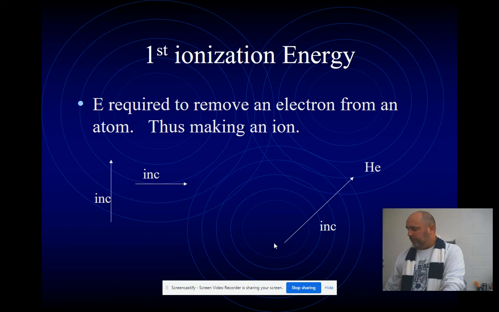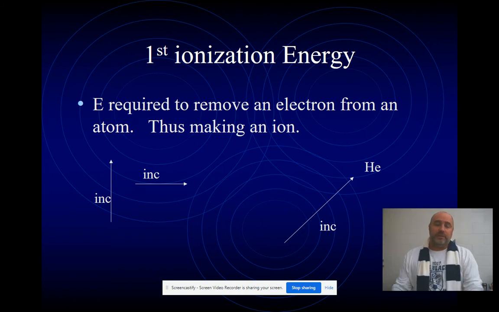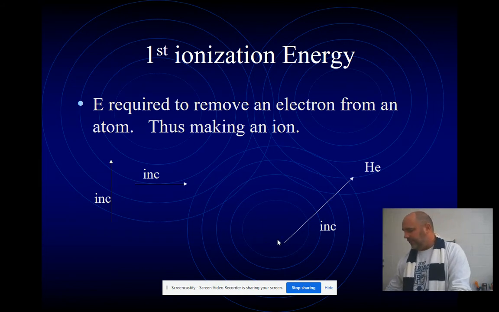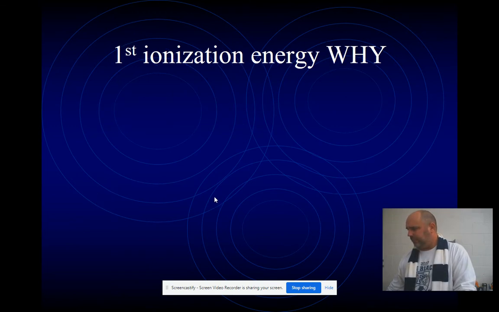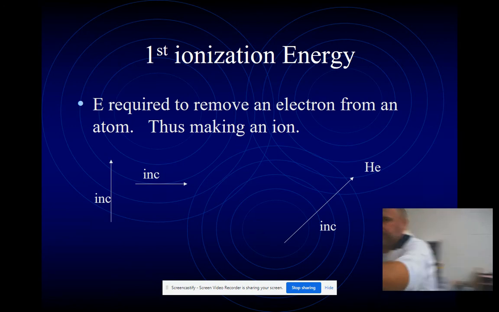So francium has the lowest first ionization energy, and helium has the largest first ionization energy, meaning it takes more energy to remove electrons from fluorine and helium and oxygen in that corner, and less energy in the opposite corner here. Why does that make any sense? Okay. Well, before we do the why, let's just practice on the periodic table again.